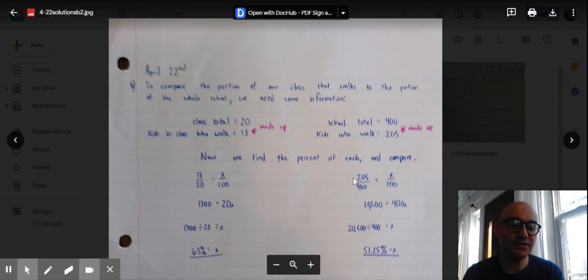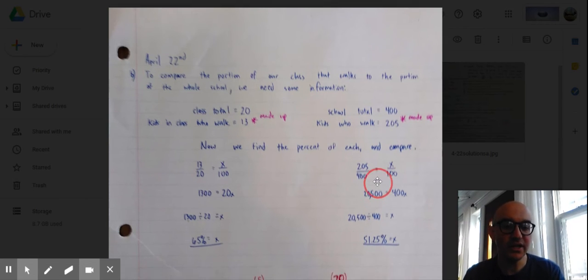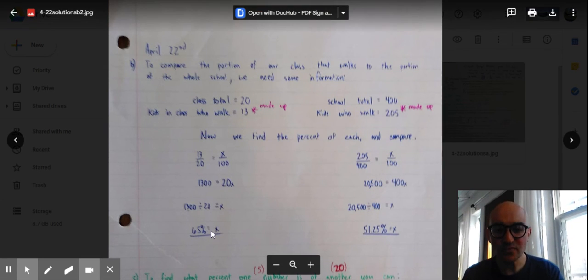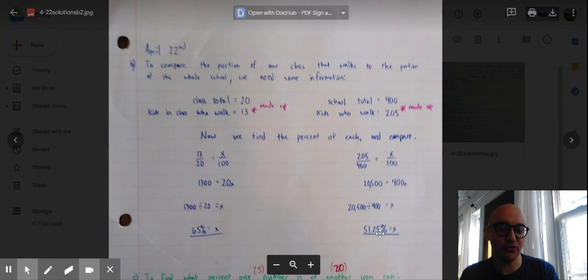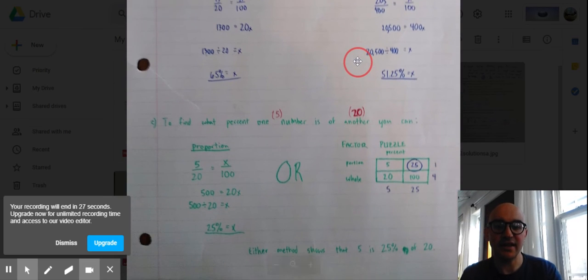Okay. And then similarly, I'm looking at the whole school, the number of kids who walk in the whole school. So 205 students out of 400 total students. What percent does that equal? It equals 51.25%. So of course, we know that 65% is a greater portion than 51.25%. So we've got that problem solved.